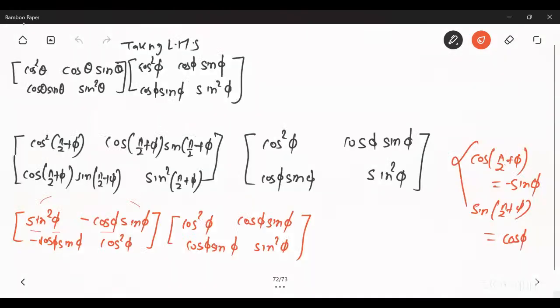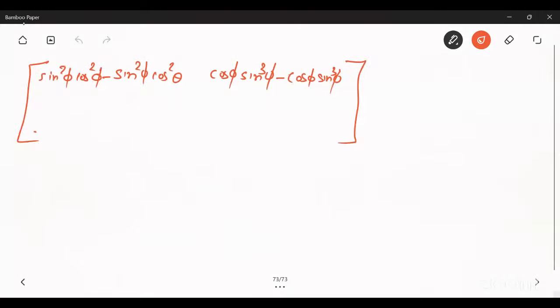Now A21 means second row multiplied by first column. So minus cos phi sine phi multiplied with cos square phi, that means minus cos cube phi sine phi, and cos square phi multiplied with cos phi sine phi, that means cos cube phi sine phi. So minus cos cube phi sine phi plus sine phi cos cube phi.